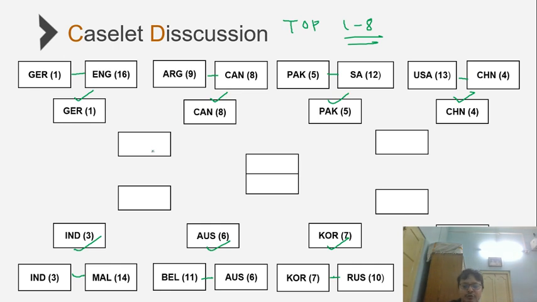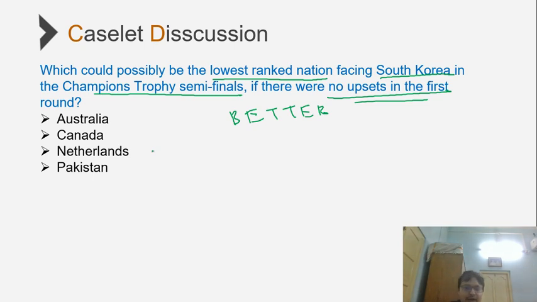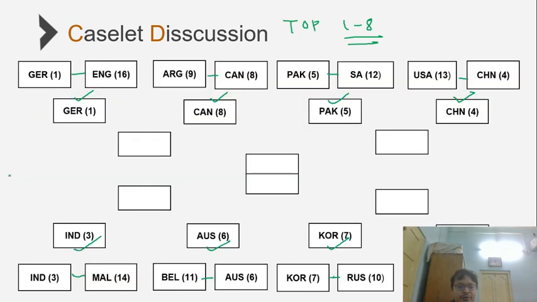So out of the ranked 1 to 16, 9 to 16 crashes out. The top 8 teams are in the quarterfinals. Now the question is saying lowest ranked nation that can face South Korea in the semi-finals. So how do we do this? Anybody?